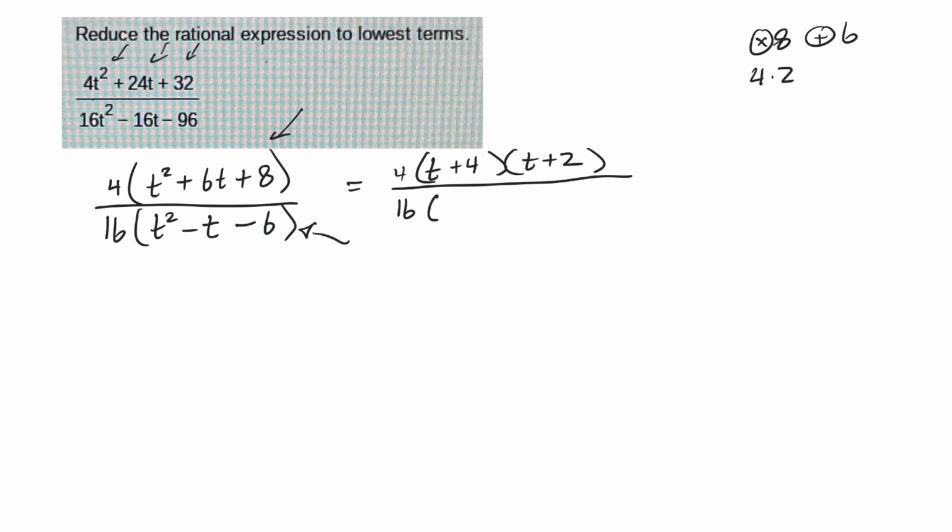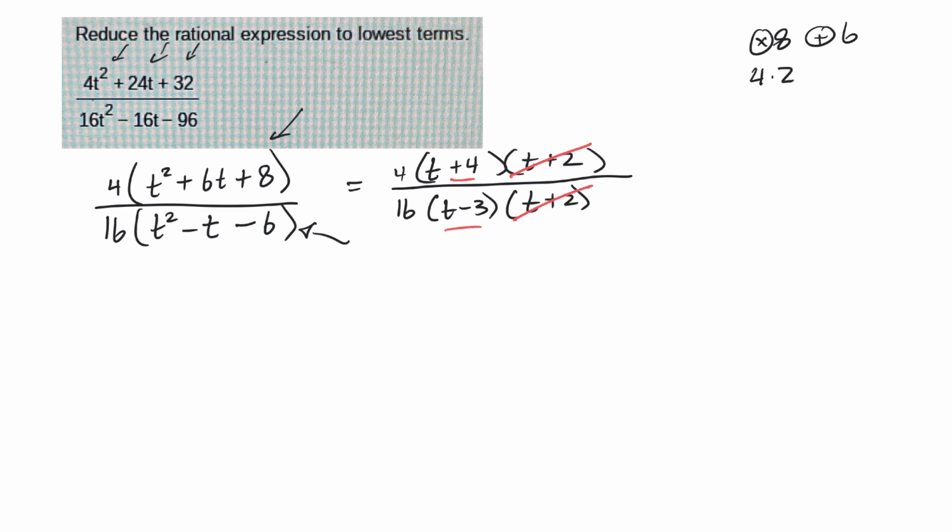That'd be -3 and +2. All right, so I factored everything. Now I look for common factors on the top and bottom. So here's a t plus 2 on the top, t plus 2 on the bottom, cancel.